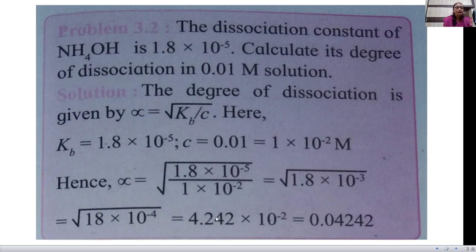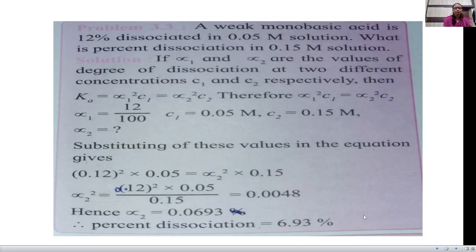Here its answer is 4.242 into 10 raised to minus 2. It can be written as 0.04242. Thus alpha is 0.04242. The next example.